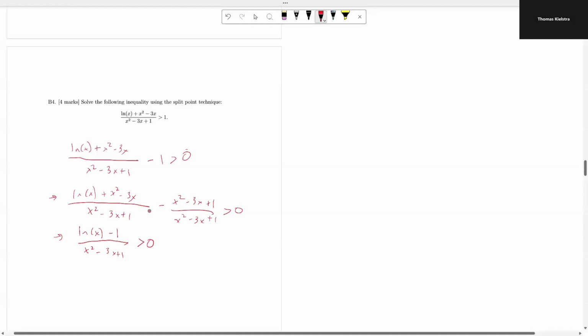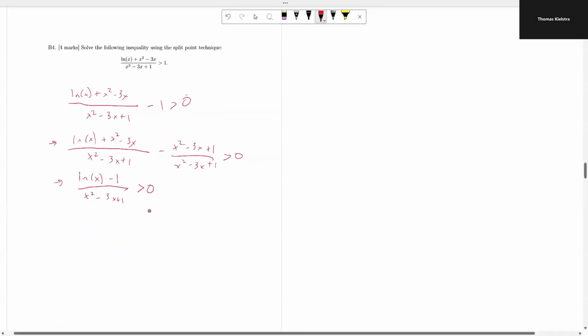And now I have to figure out what my critical points, or my split points, are. My split points are when the numerator or the denominator equals 0. And I'm also going to add that ln of x cannot be taken unless x is greater than 0. So I have this added piece of x being greater than 0, but let's suppose ln of x minus 1 equals 0. Well, this implies that ln of x equals 1, which implies that e to the ln of x equals e to the 1, which implies that x equals e. So that's one of my points.